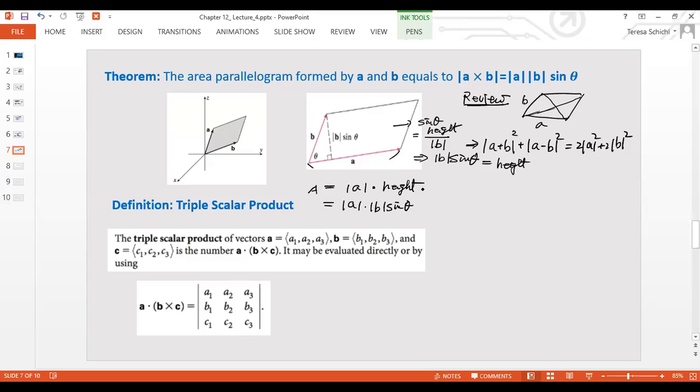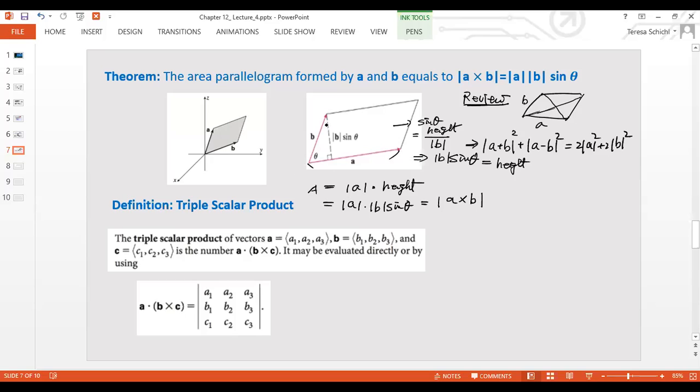From video number 1, we know this is the definition of the length of A cross B. So this is another very nice way to find the area of a parallelogram. If you use the geometry way, it will take you three or four steps. First you need to find the slope of this line, then you need to find the slope of this perpendicular line.